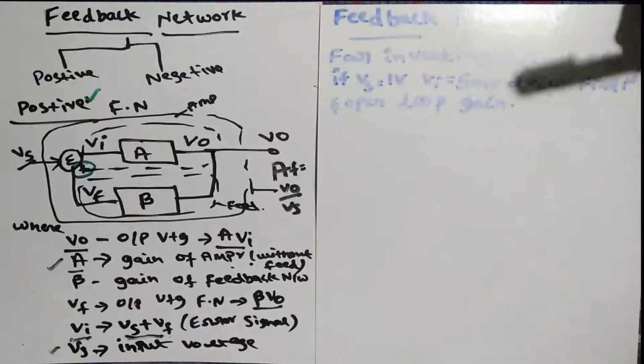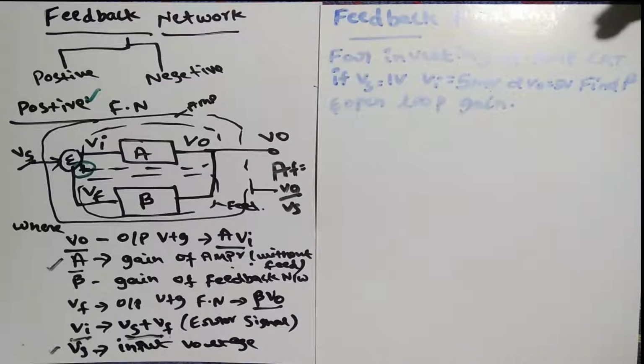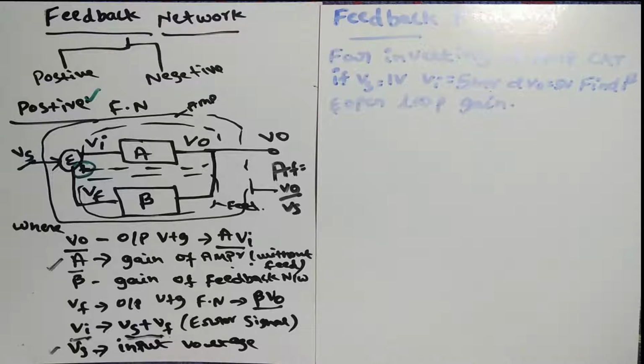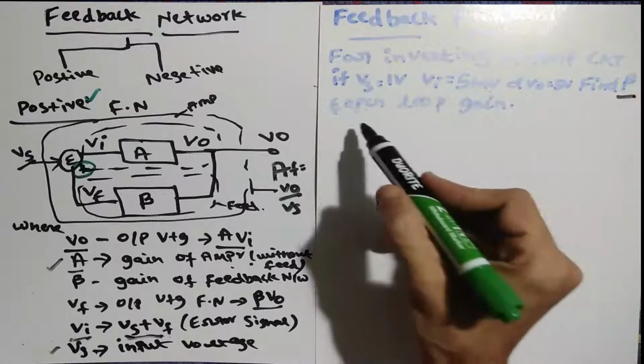Let's discuss some feedback problems. For an inverting op-amp circuit, if Vs is equal to 1 volt, Vi is equal to 5 millivolt, and V0 is 5 volt, find the beta and the open loop gain. Here, beta is the feedback factor. What is the open loop gain?